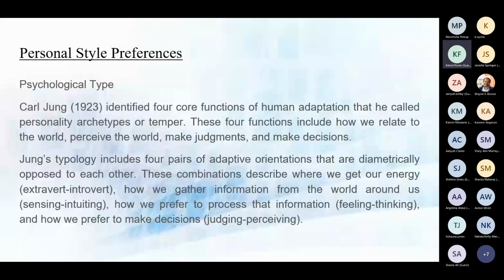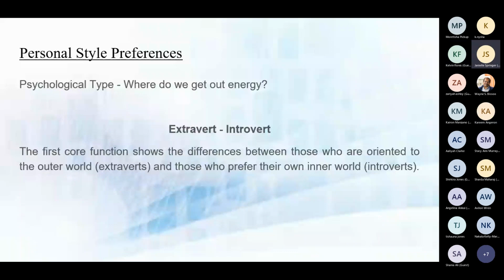Okay, so there are 4 core functions, and out of those 4 functions, the ones that I just called out, you're going to choose one out of the 2 options. In the first bracket, there's extrovert and introvert. I will go on to explain each one of them, and y'all will choose which one out of the pairs best suits y'all. So the first core function shows the difference between those who are oriented to the outer world, which are extroverts, and those who prefer their own inner world, which are introverts.